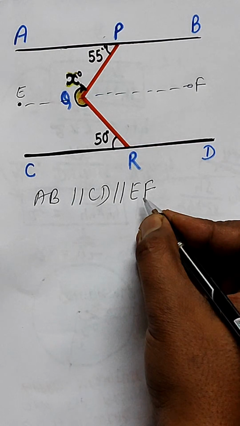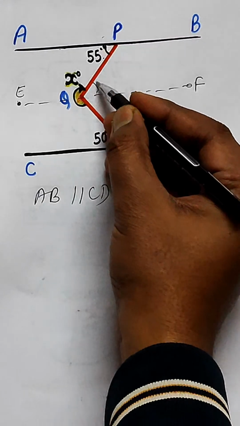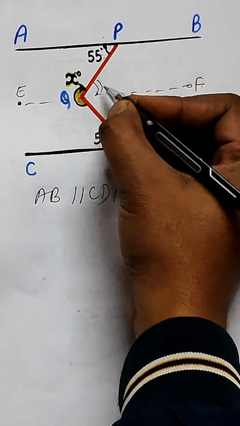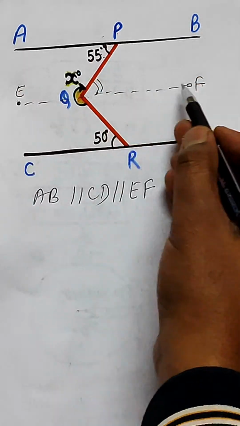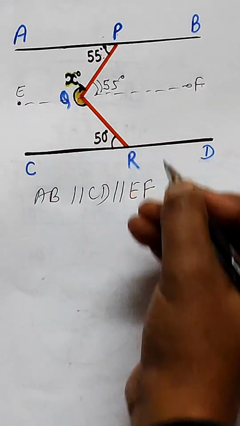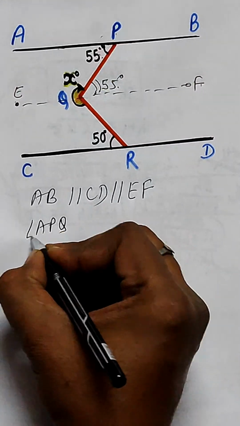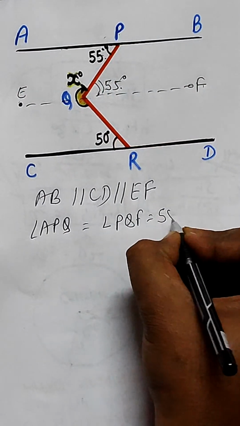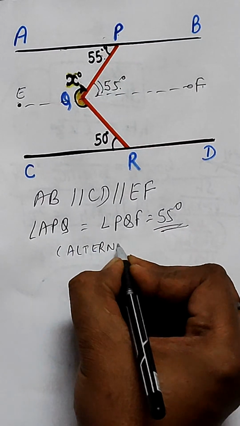If these three lines are parallel, then do you observe something? If this is 55 degrees, what will be angle PQF? You know the alternate angle concept. PQ is the transversal cutting the parallel lines AB and EF, so this will be 55 degrees. How? Because angle APQ equals angle PQF equals 55 degrees, by the concept of alternate angles.